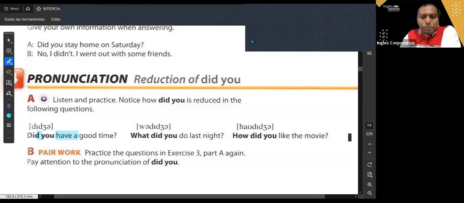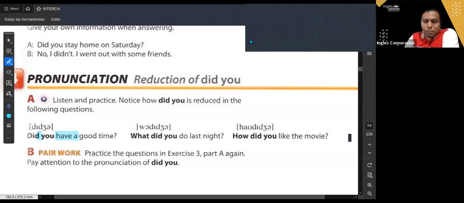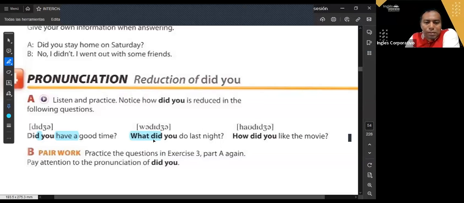Okay, then number two. What did you do last night? What did you do? Como tenemos la T y la D entre las dos vocales, podemos pronunciarla como una R. What did you do? What did you do last night, right? Now the last one.